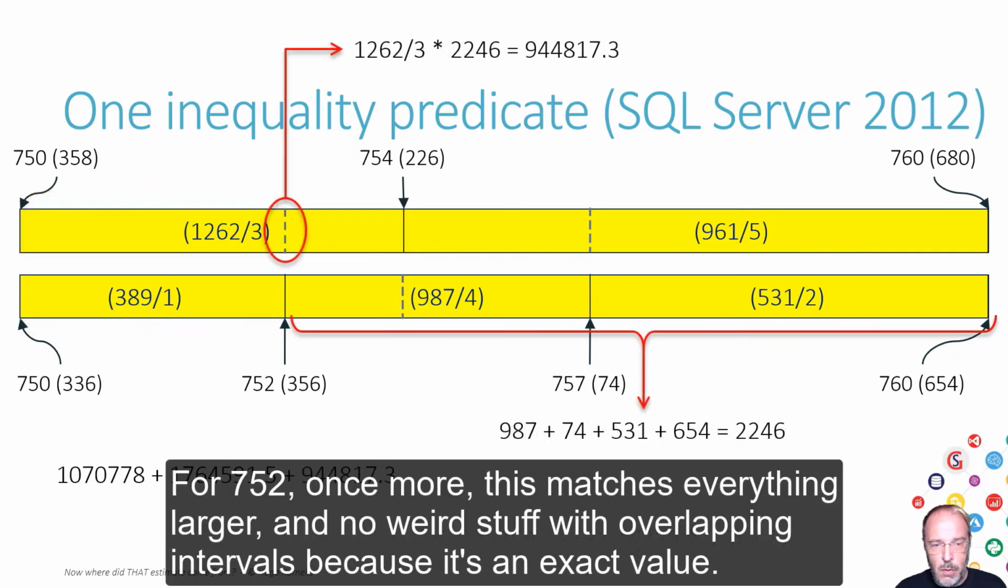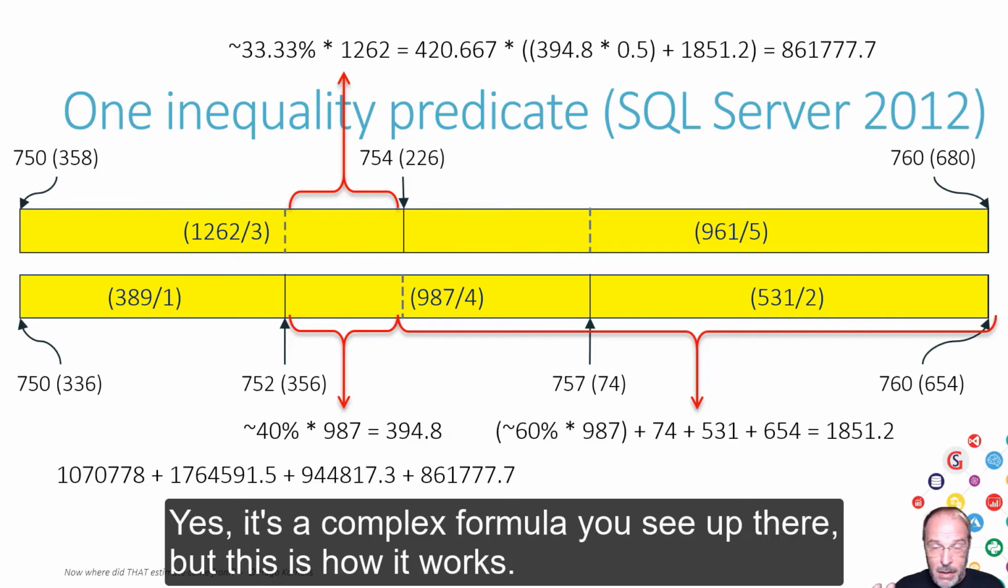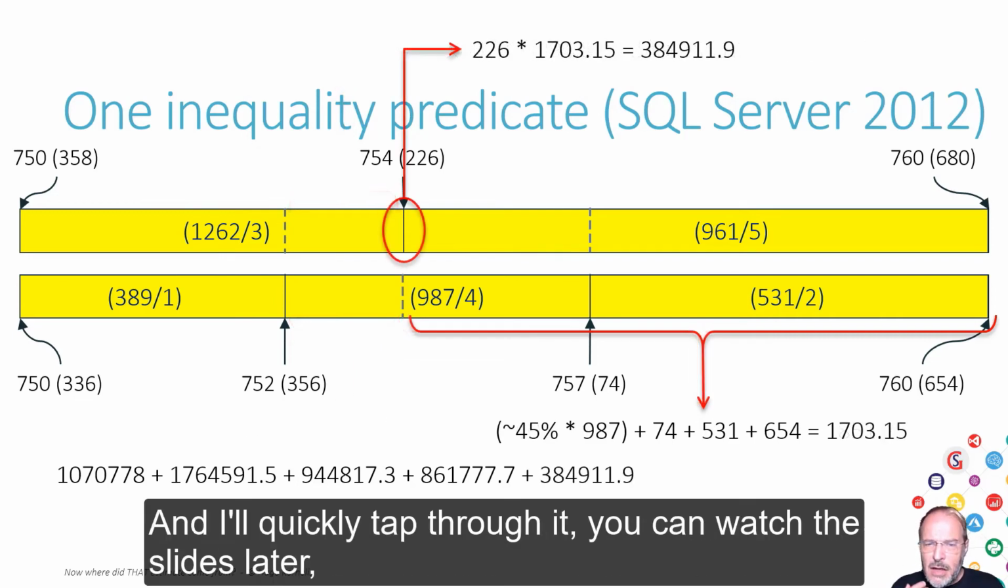For 752 once more, this matches everything larger and no weird stuff with overlapping intervals because it's an exact value. Then we have an interval again using the same method of half of the interval will match. Yes, it's a complex formula you see up there, but this is how it works. And I'll quickly tap through it. You can watch the slides later.